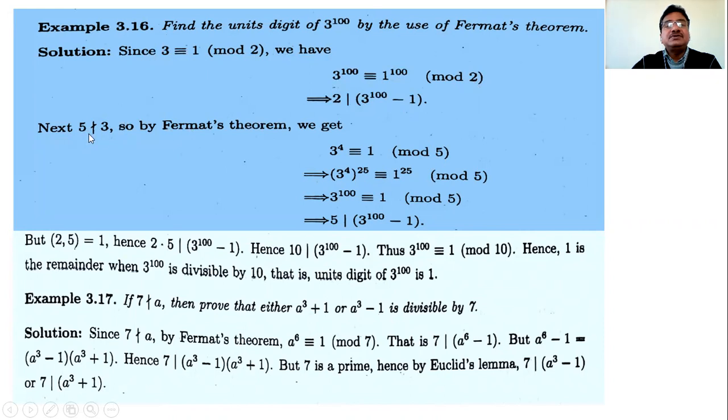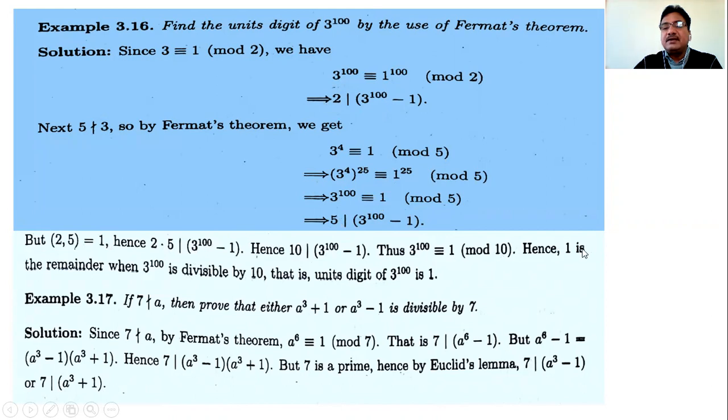And 5 does not divide 3. Therefore by Fermat's theorem, 3 raised to 5 minus 1, that is 3 raised to 4, is congruent to 1 modulo 5. Taking the 25th power of both sides, 3 raised to 100 is congruent to 1 modulo 5, so 5 divides 3 raised to 100 minus 1. The greatest common divisor of 2 and 5 is 1. Hence 2 into 5 divides 3 raised to 100 minus 1.